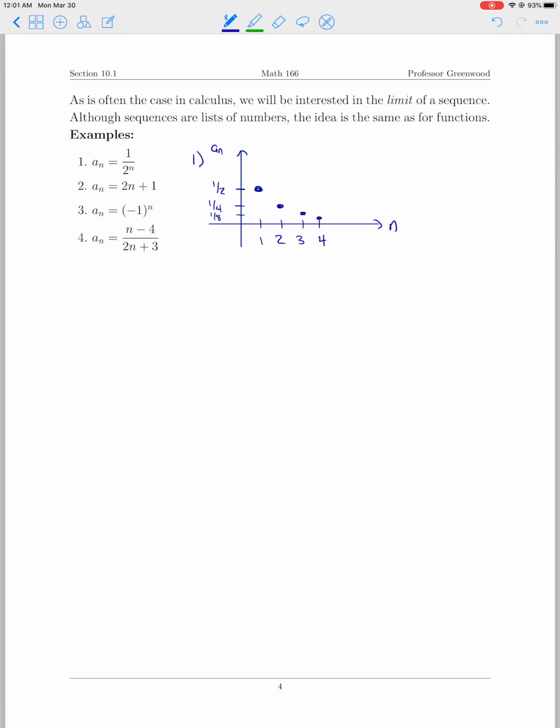If I keep on drawing the dots like this, it's probably not too hard to imagine that overall this sequence is tending towards 0. So the limit as n goes to infinity of a sub n is equal to 0 for this. In this case, we would say that the sequence converges to 0.